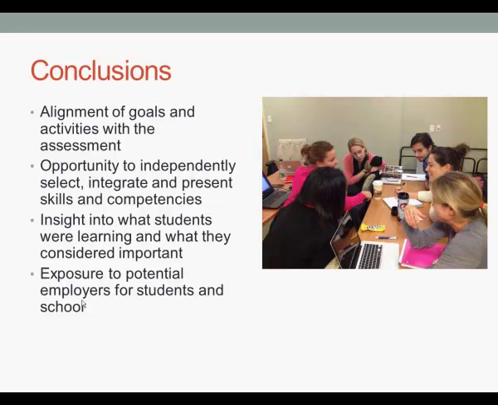We think that the video assessment provides insight into what learning students think is important and to the extent to which they've been able to incorporate the knowledge and skills acquired in the course into their vision for themselves as public health professionals.